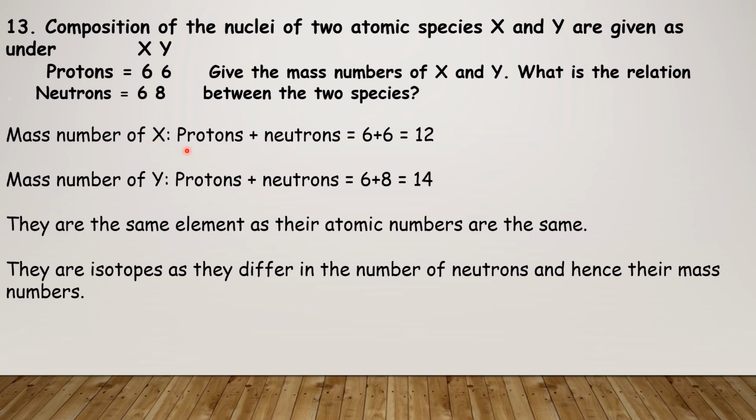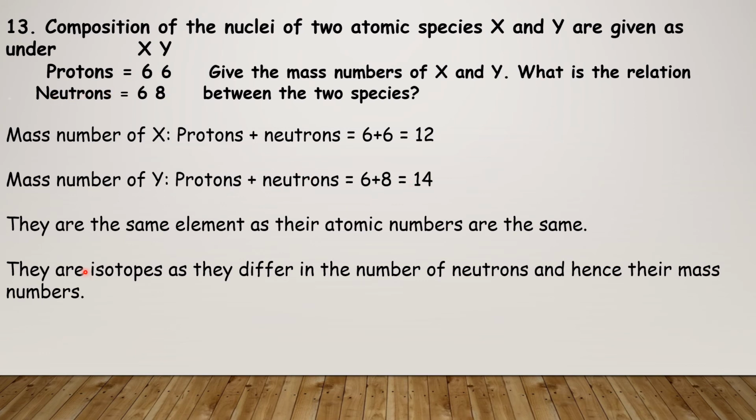Mass number of X is protons plus neutrons. How many protons? 6 protons. How many neutrons? 6 neutrons. So 12. Mass number of Y, how do we calculate? Number of protons 6, number of neutrons 8.